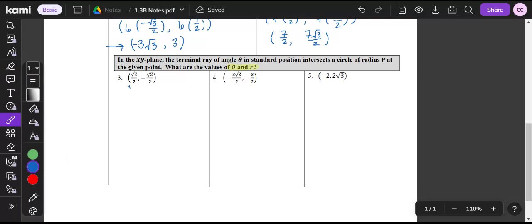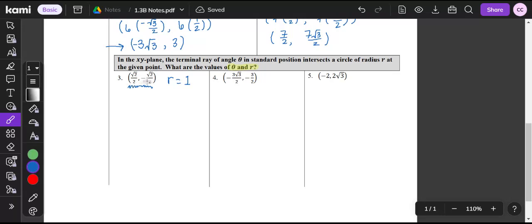So if I look at this first problem, root 2 over 2, comma, negative root 2 over 2, that's actually already a set of coordinates on the unit circle. And of course, if it's on the unit circle, that means I know the radius is equal to 1. So right out the gate, I can say, okay, wait a minute, this matches some coordinates that I already know. My radius must be 1 unit. Then you just have to find what angle this coordinate matches.